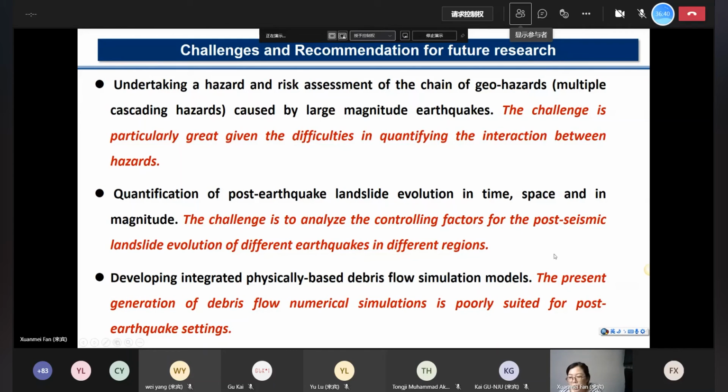And then for the prediction of post-seismic debris flows, we created a numerical simulation model, but again, it needs to be tested in more regions. Fortunately, we already tested it, for example, in the Kaikoura earthquake in New Zealand.